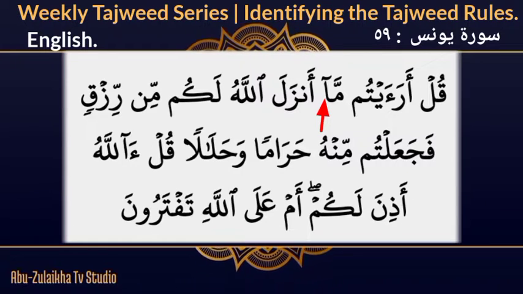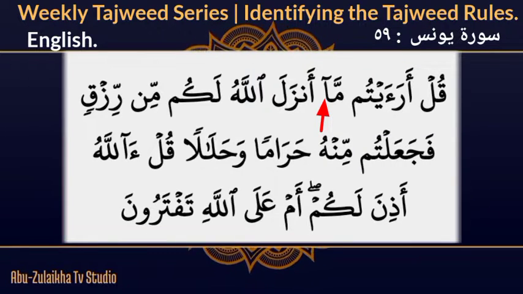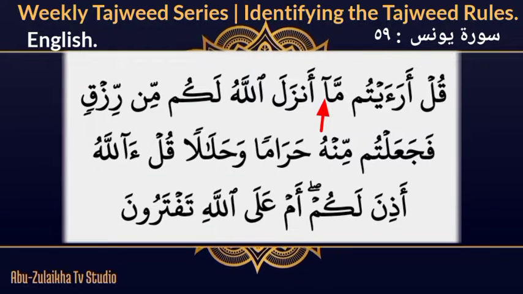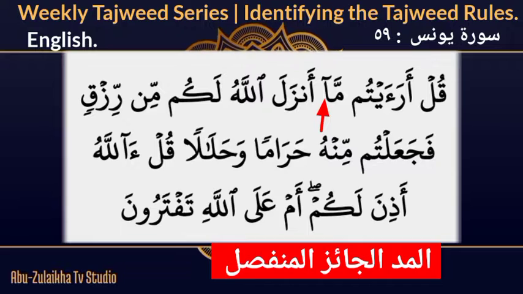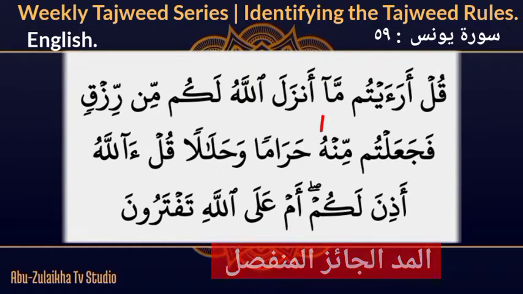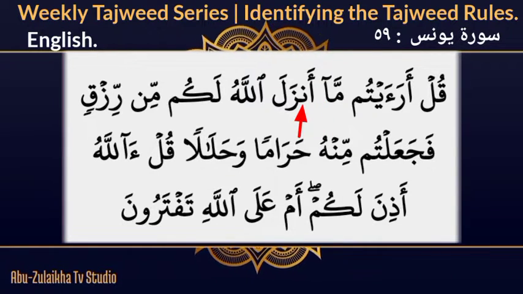Ma anzal Allah, that is the elongation. The type of elongation that we can identify here is known as al-mad al-ja'iz al-munfasil, which has the duration of either 2 harakat, or 4 harakat or 5 harakat. That is, it has the duration of 1 second, 2 seconds, or 2.5 seconds. So let's move further.